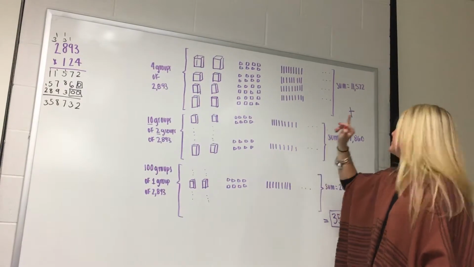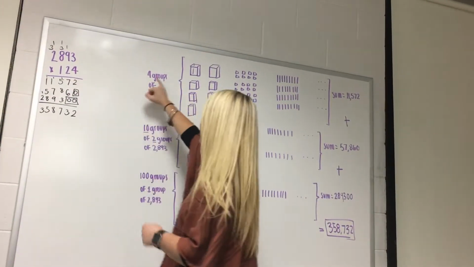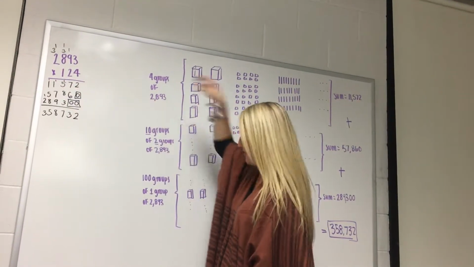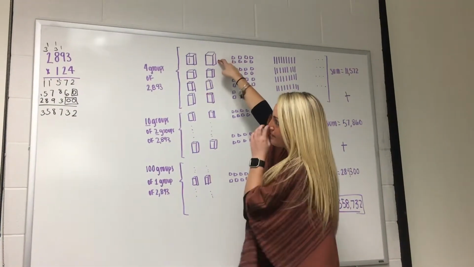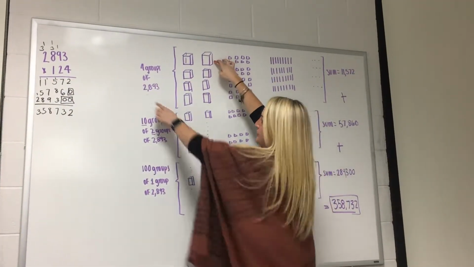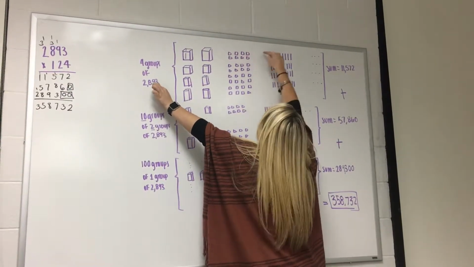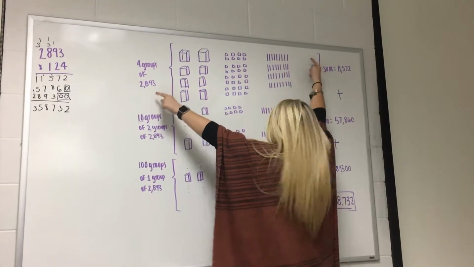super cubes, rods, and singles. So our first group is that we look in the ones place over here. We're going to have four groups of the whole of 2,893. So we come over here, and we're going to draw out first our super cubes, and we have 2. So we're going to have 2, and then we're going to draw our regular cubes. We have 8, so we drew those. And then 9, we have 9 rods. And then 3, we have 3 singles over here.